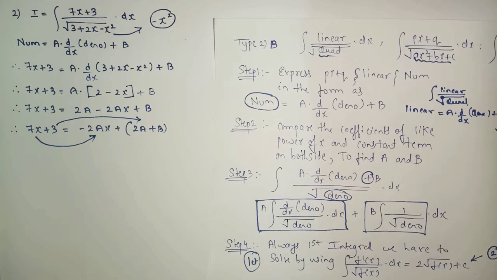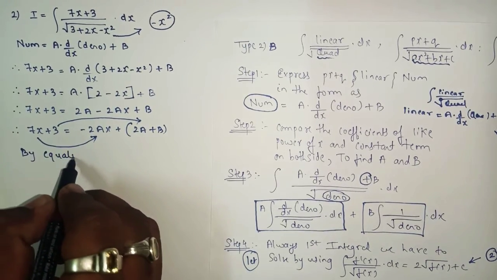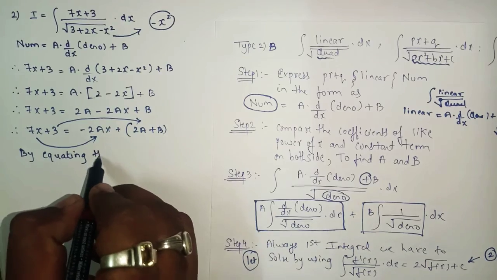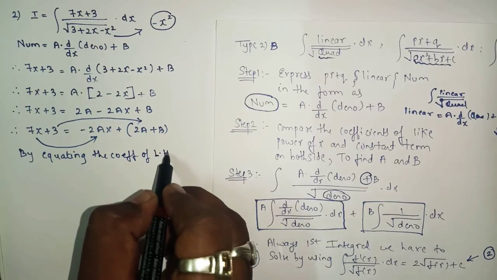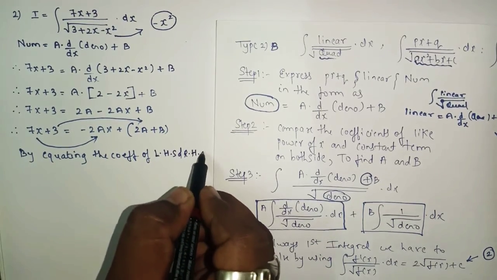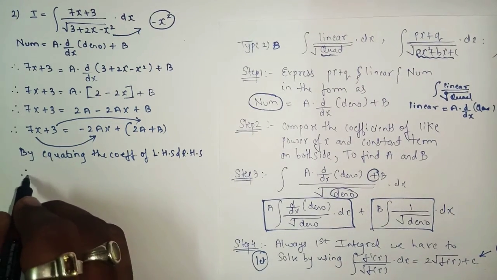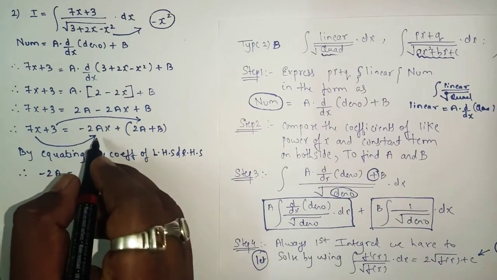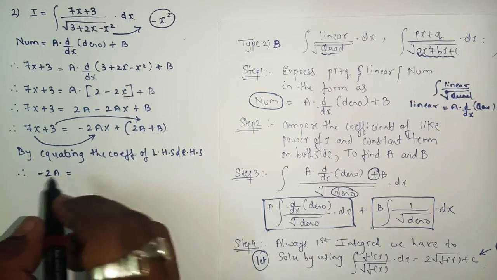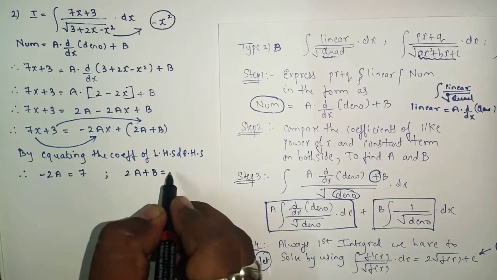Okay, by equating the coefficient of left hand side and right hand side, we'll get the value of a and b. So now we'll write here, by equating the coefficient of left hand side and right hand side. Okay, so here you will get what? When you will see the coefficient of x part, there is minus 2a equal to 7, without x is 2a plus b equals to 3.